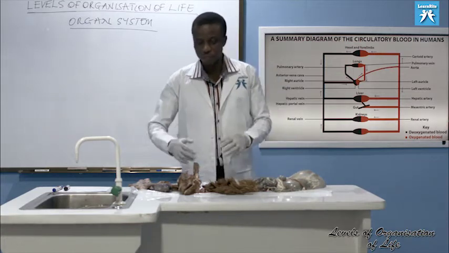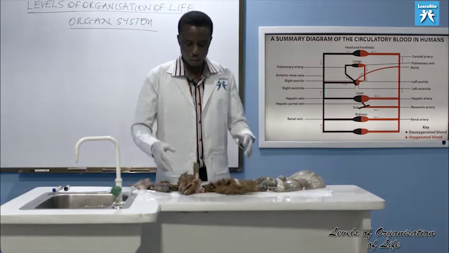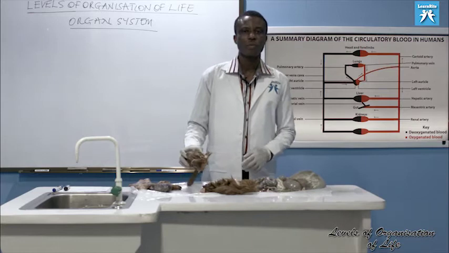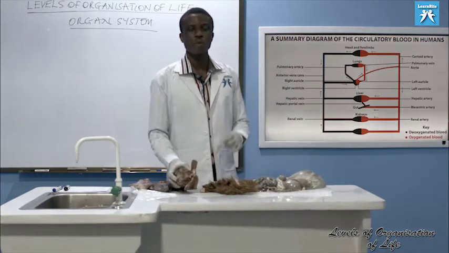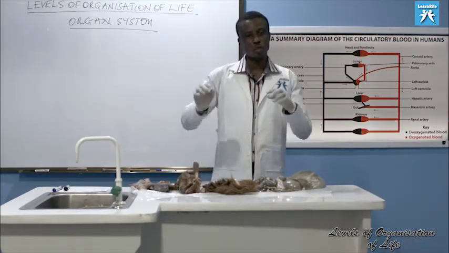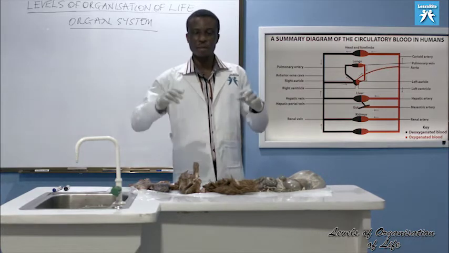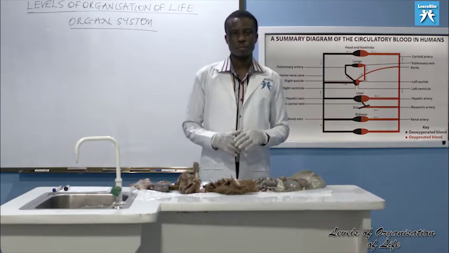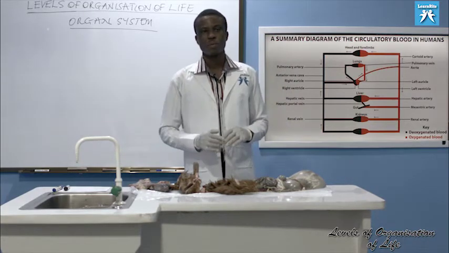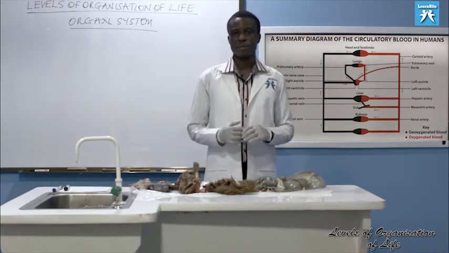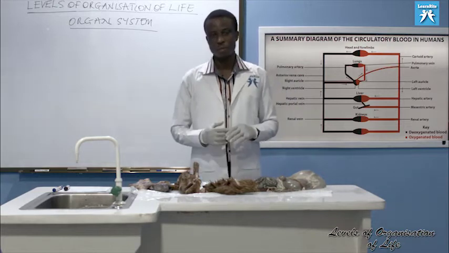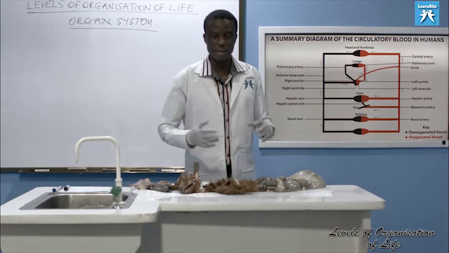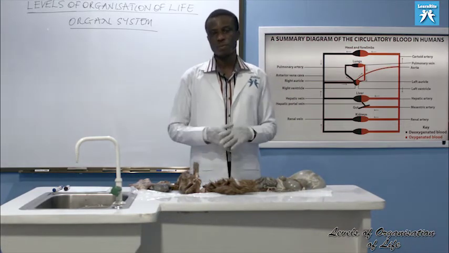So let's look at digestive system in the goat. We have the mouth, we have the tongue, we have esophagus, we have the stomach, we have the small intestine, we have the liver, we have the gallbladder, we have the pancreas, we have large intestine, then we have anus.